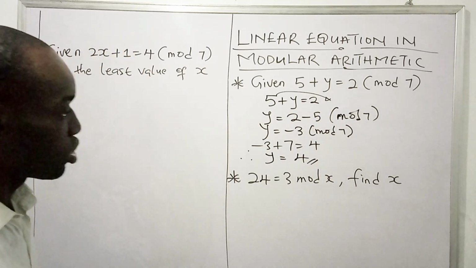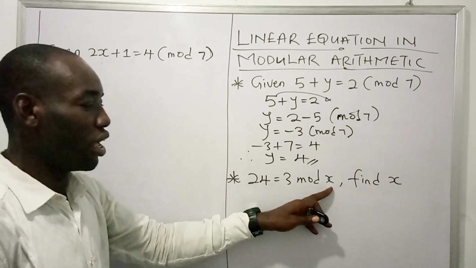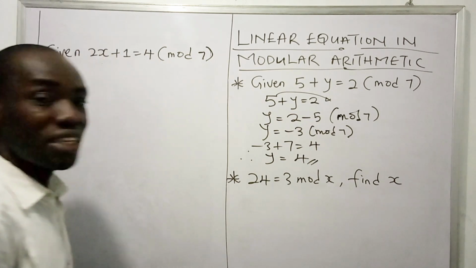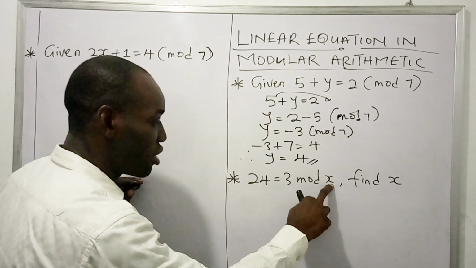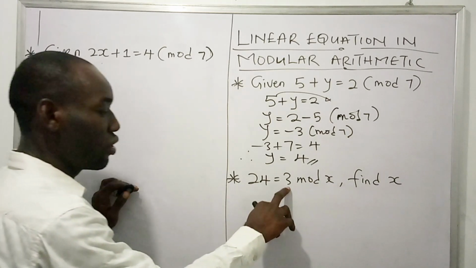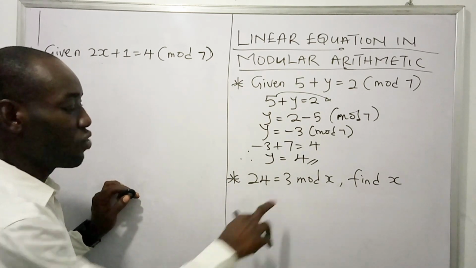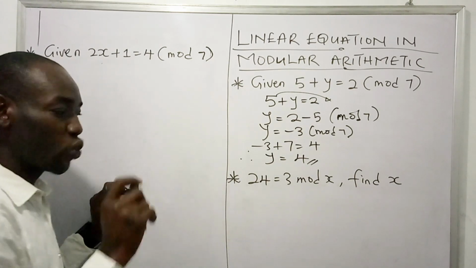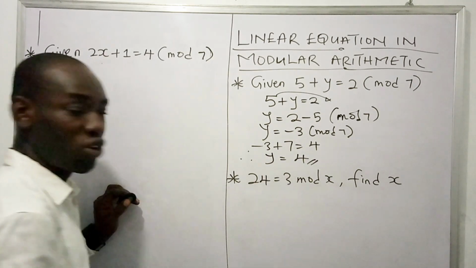Let's see the second question here that says 24 equals 3 mod x, and we have to find the value of x. Now, what this simply means is that when we divide 24 by the value of x here, it will give us a quotient with the remainder 3. So that simply means if we subtract the 3 from 24, x is a factor of that difference.